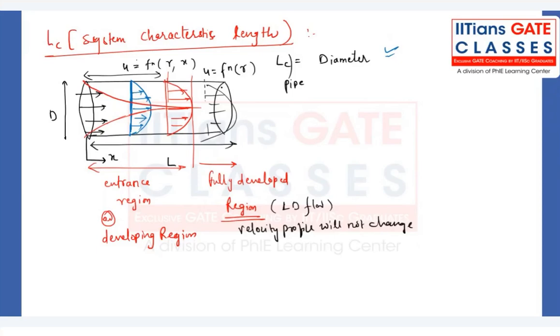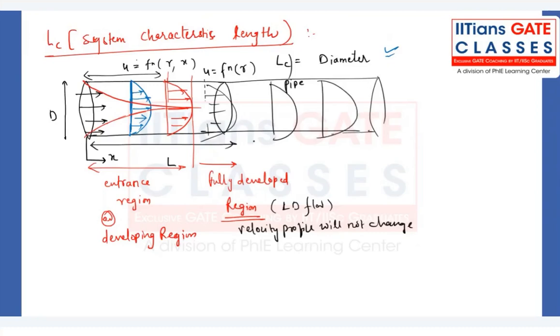So after the developing region, the length will not play any important role. Even if you increase the pipe length further, the profile will not change. Moreover, when you move along the radius direction, you will observe that the velocity is varying. Near the wall, the velocity is almost zero, and at the center, the velocity is maximum. So all the variations are happening along the radius direction. That's why the characteristic length is to be considered as the diameter in the case of pipe flow.